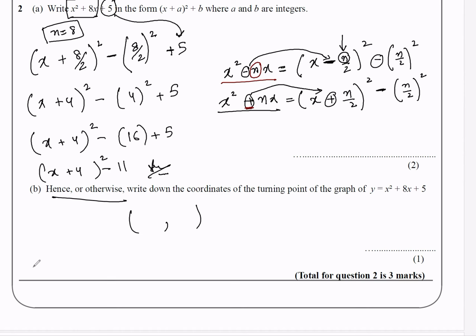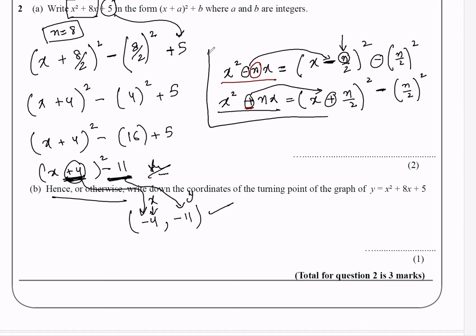Can you tell me the turning point? Yes, minus 4 and minus 11. Because whatever is written with x, we change the sign, and we don't change the sign of what is written after x. Which means the y sign is not going to change, only the x coordinate sign is changed.